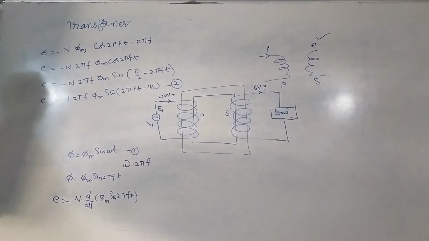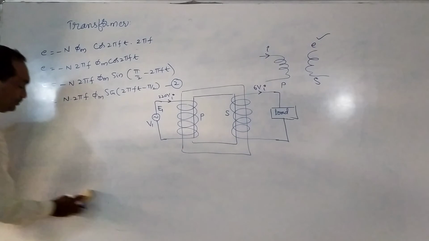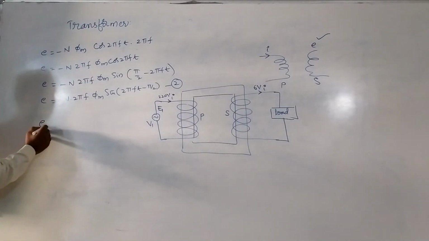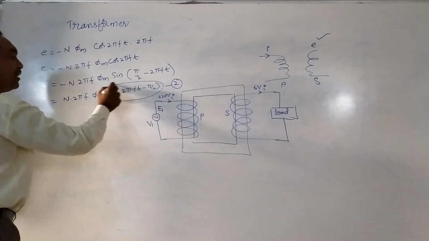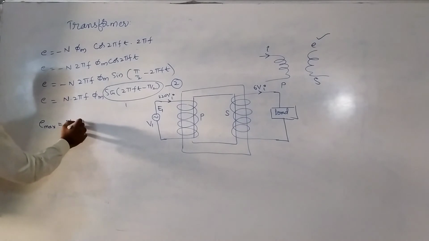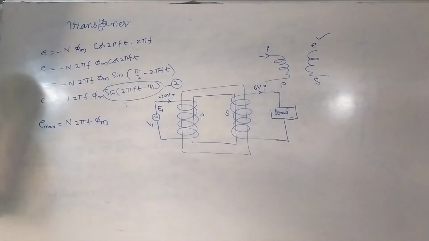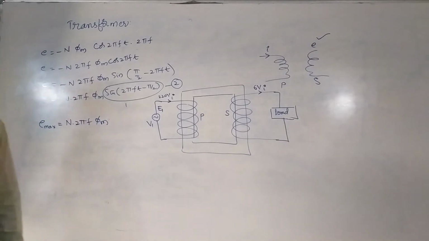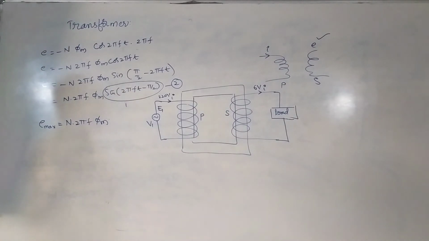Am I right? Now, what is the maximum EMF induced in the secondary coil? That is maximum EMF. E maximum is equal to, we know what is the maximum value of sin theta? 1. That is good. That is capital N into 2 pi f into phi m. This is called the transformer EMF equation.